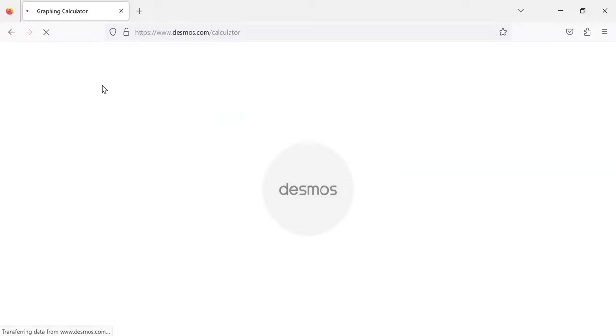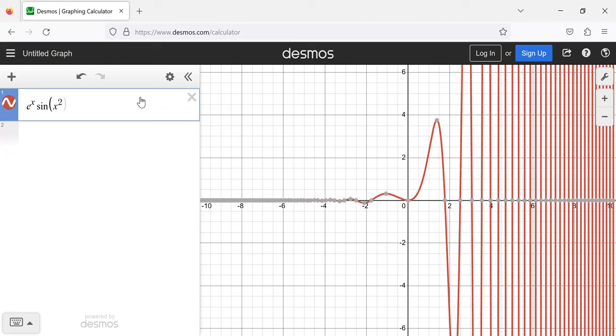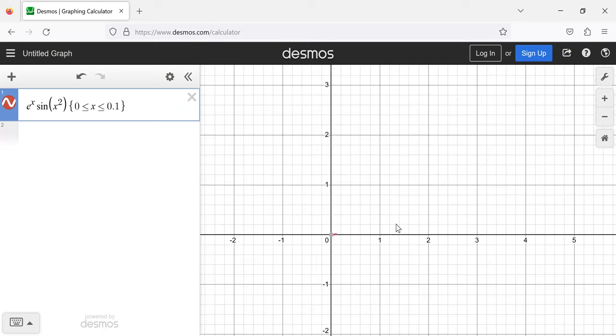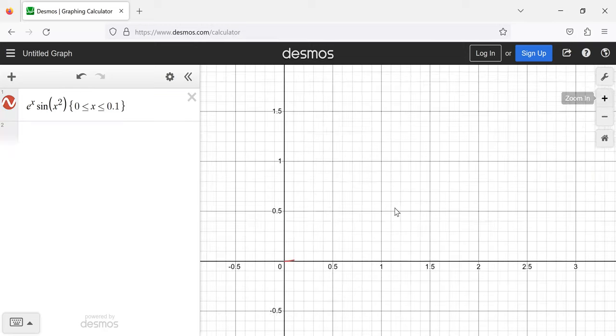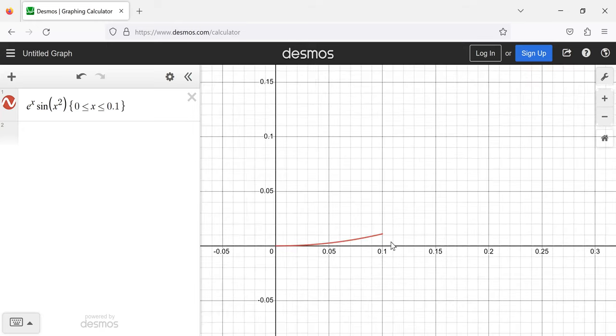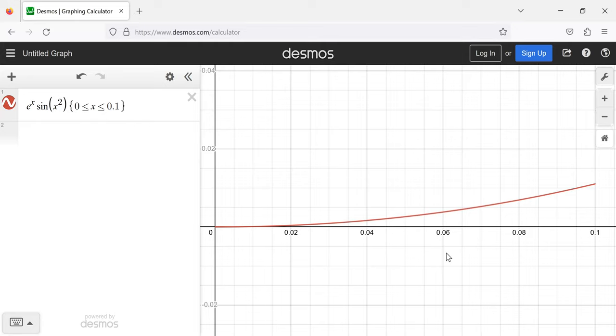So we've got e to the x times the sine of x squared. Oof, what a function. But we're only interested in the values between 0 and 0.1. So we're interested in this curve, and we want the integral under the curve.